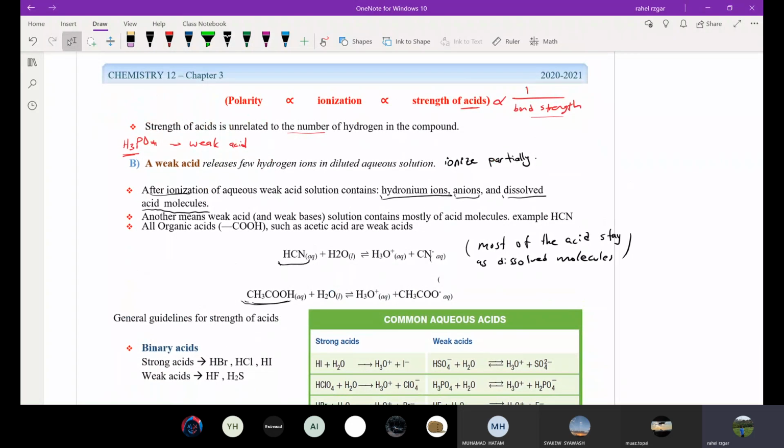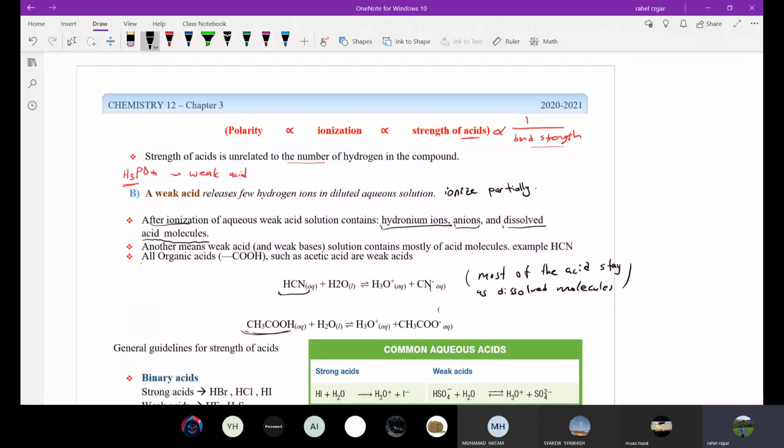Only a small part of it will become ions. All organic acids are weak acids. All organic acids, anything that contains carbon, oxygen, hydrogen, such as acetic acid, are weak acids. Organic, whenever you see organic, means carbon and hydrogen. But organic acids contain also oxygen.